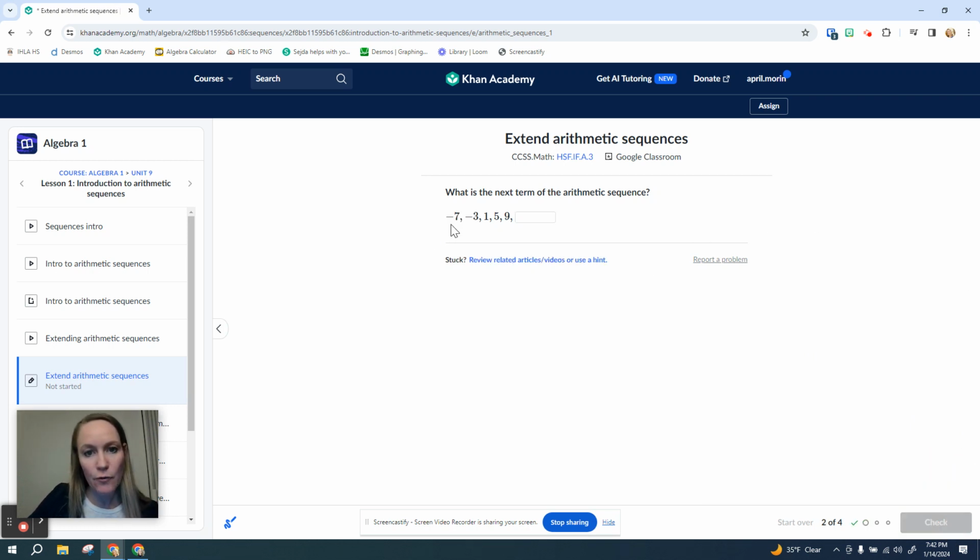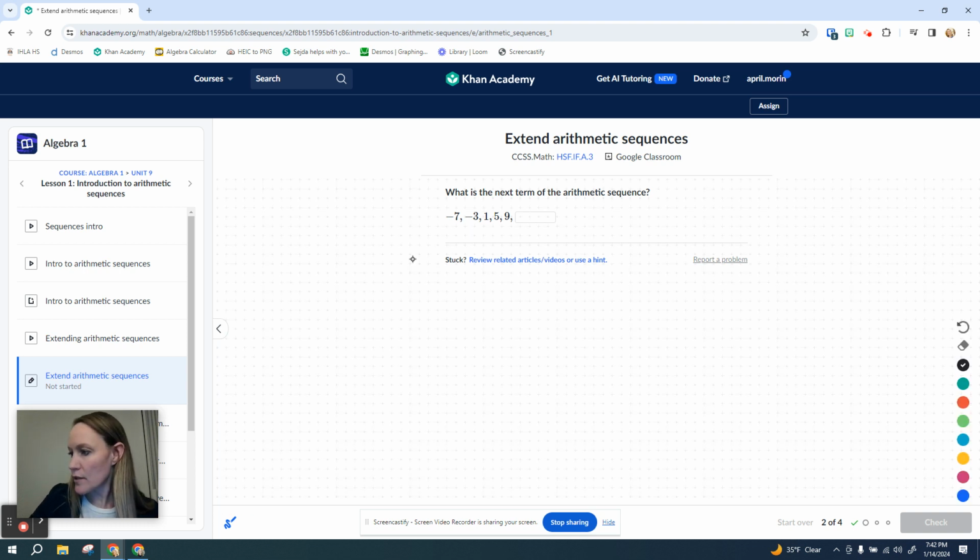Let's see. To go from -7 to -3, I'm going to add 4. So I'm going to write +4. And then to go from -3 to 1, that's the same thing, +4. And then 1 to 5 is +4. So if I were to add 4 again, then I would get 13.